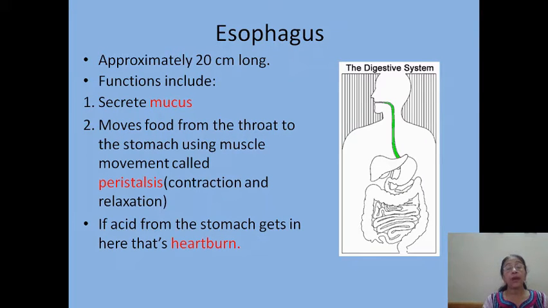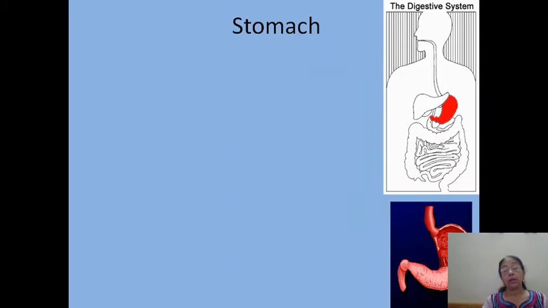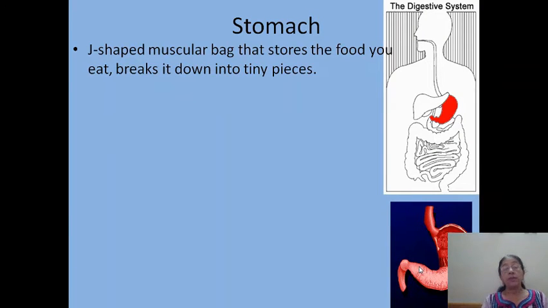Food is now carried by the esophagus into the stomach. This red portion is the stomach. The stomach is a J-shaped muscular bag that stores the food you eat and breaks it down into tinier pieces. जो food काफ़ी छोटा हो गया है माउथ में ही, बट स्टमक उसको और चर्निंग करता है, उसको और तोड़ता है.